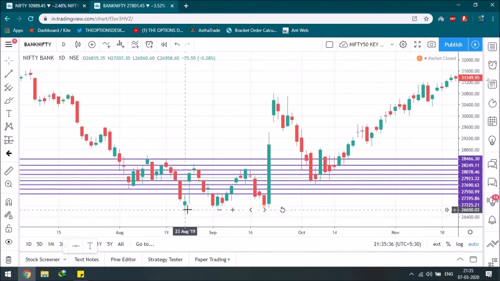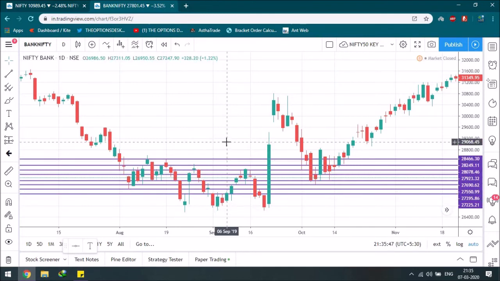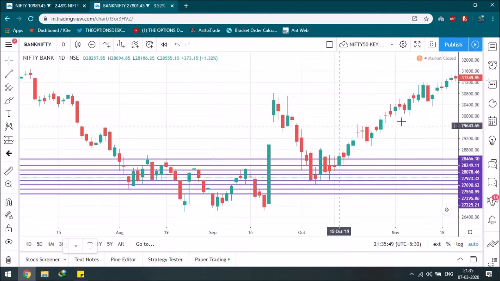The high of these candlesticks 1, 2, and this particular 3. These candlesticks are on 23rd of August, 3rd of September, and 5th of September. So almost 7 to 8 candlesticks have verified my final support. So these would be the levels for the Bank Nifty for Monday.